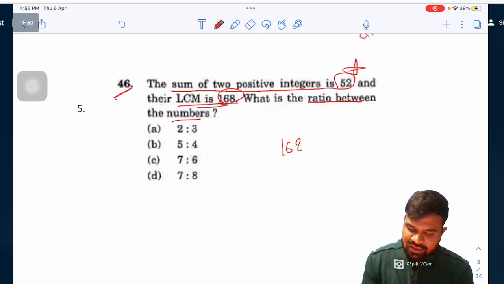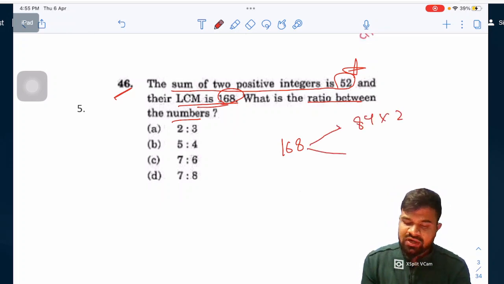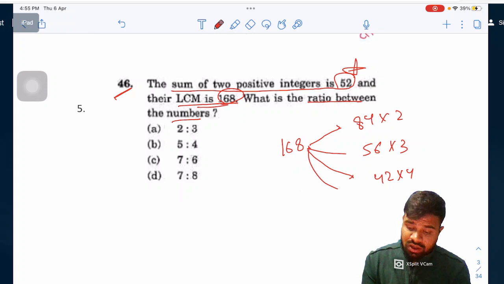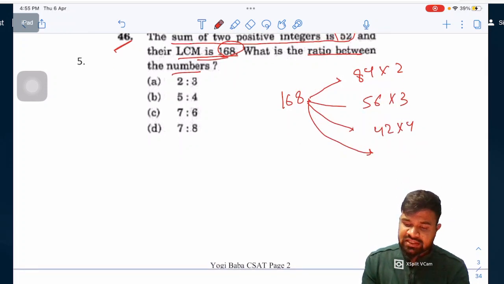Now, when we factorize 168, when we divide it by 2, it is 84 into 2. When we divide by 3, it will be 56 into 3. When we divide it by 4, it will be 42 into 4. It is not divisible by 5 because the last digit is not 0 or 5. When we divide it by 6, we will get 28 into 6. And when we divide it by 7, we will get 24 into 7.